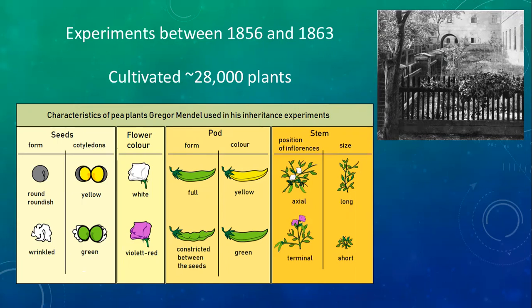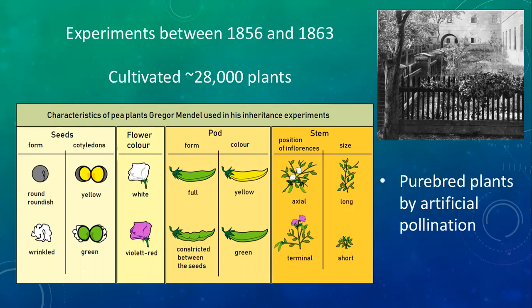And these different characteristics could be combined with each other. So you could have a white flower and a yellow pod, white flower with a green pod, red flower with a yellow pod, red flower with a green pod, and so on and so on. And the first step of his experiments was basically to create purebred plants that were purebred with regard to one of these characteristics. So all plants in one of these purebred populations had, for instance, just white colors.